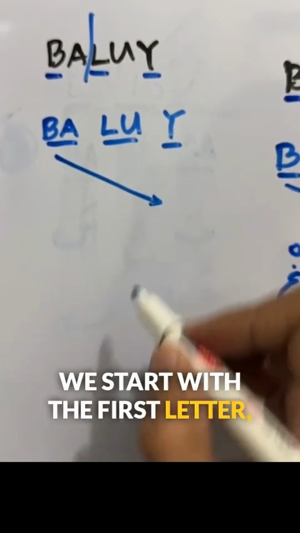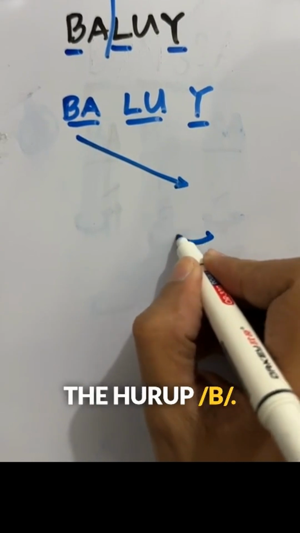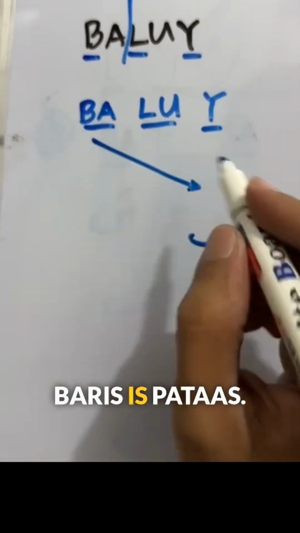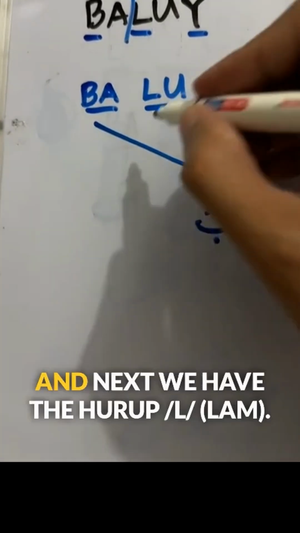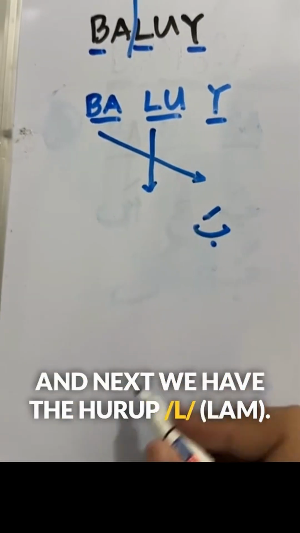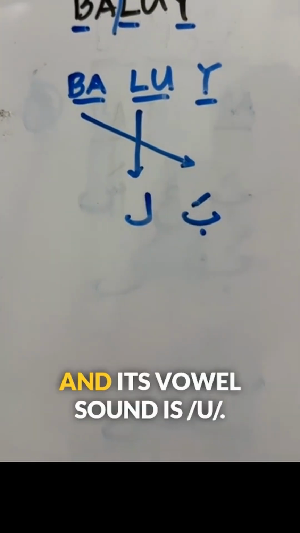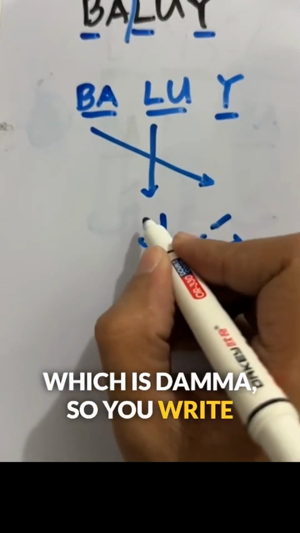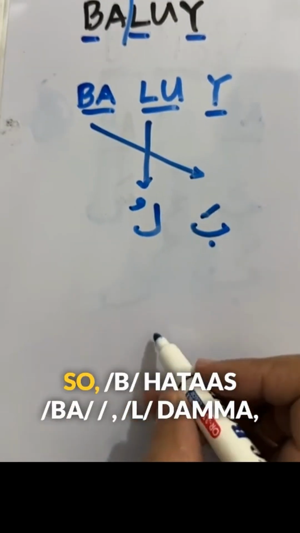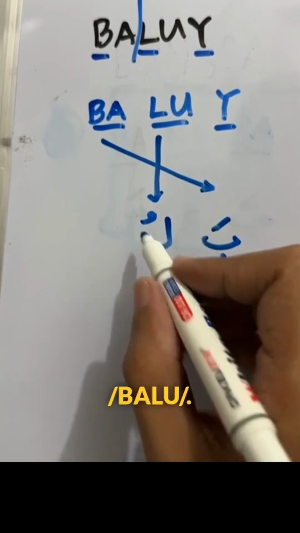We start with the first letter, which is ba again. From right to left, we have the huruf ba, and its vowel is a, so our baris is pataas. Ba din taas, ba. Then next we have the huruf lam, so lam is written like this, and its vowel sound is u, which is dhamma, so you write dhamma like this. So ba din taas ba, dhamma or lam dapan do, balu.